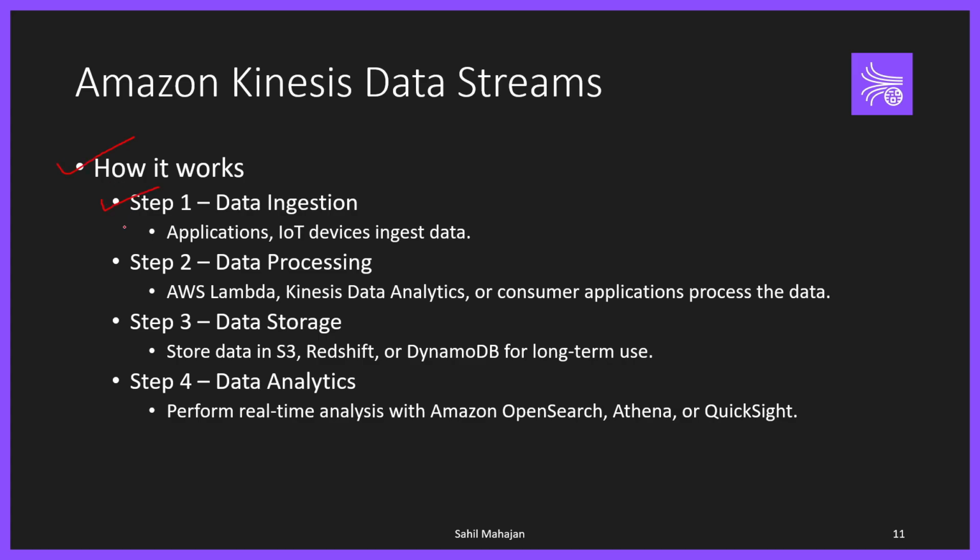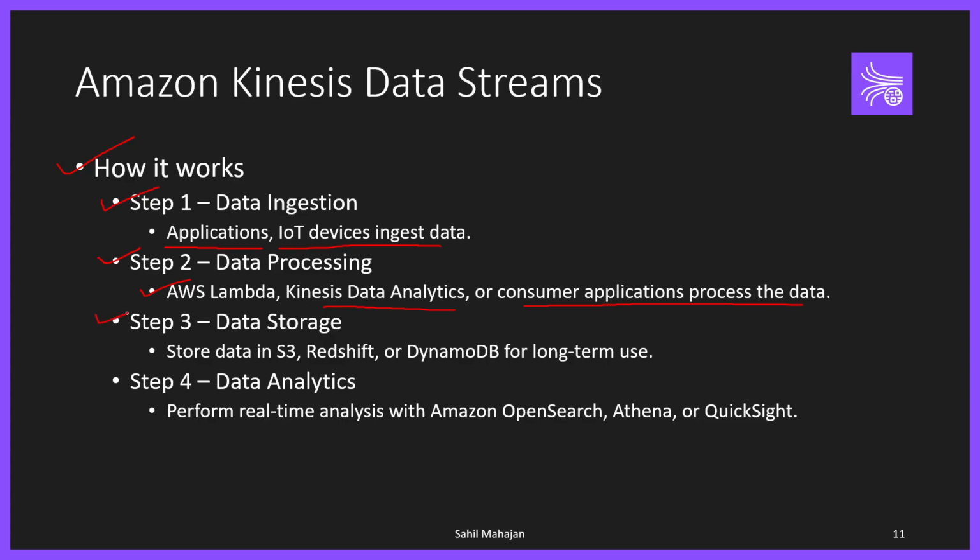We'll quickly glance over how basically Kinesis data streams work. So step number 1 is data ingestion. You need to ingest data into a Kinesis stream. So basically applications like web servers or web services, or IoT devices, will ingest data into your Kinesis data stream. Then you have step number 2, data processing, wherein you're a consumer and you are reading data from this Kinesis data stream. It could basically be AWS Lambda, it could be Kinesis data analytics, or any other consumer application that you have that wants to read data from Amazon Kinesis data streams.